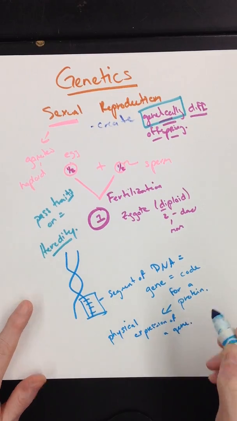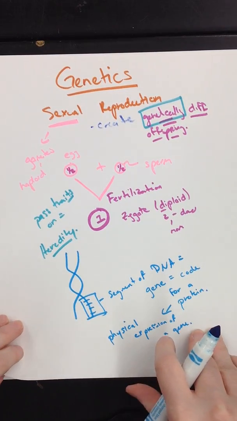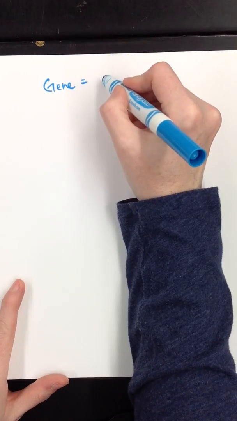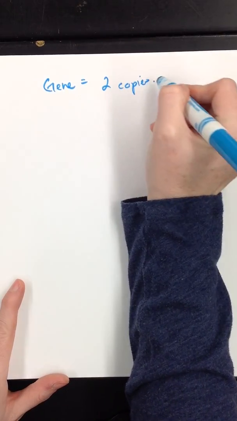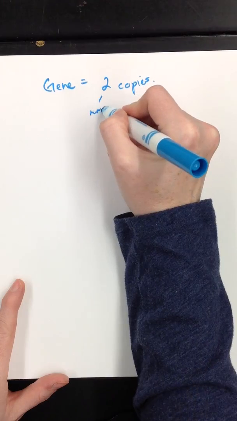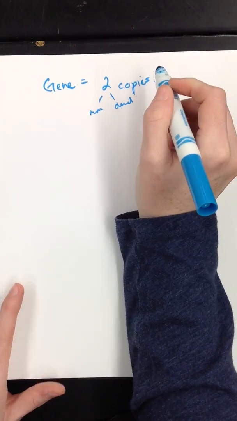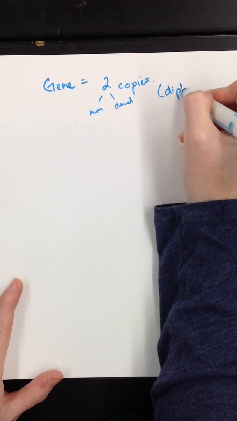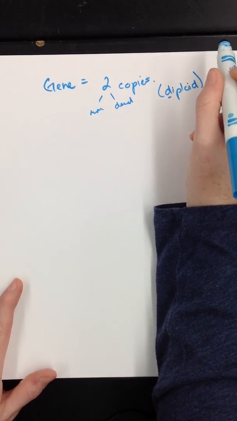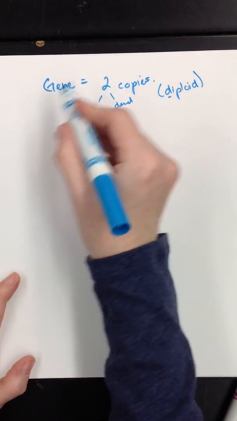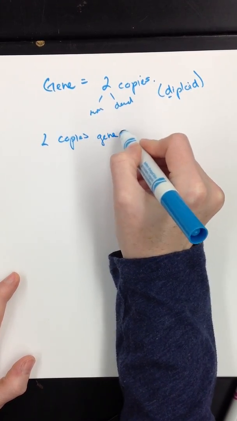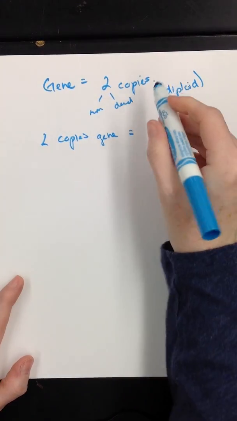of a gene. Because when we go back through everything that we've talked about, when you have a gene, you have two copies of it. Why do you have two copies? Because you get one copy from your mom, and one copy from your dad. That's where, again, the word diploid comes from, because di means two. Since you get two copies of every gene, there's actually a nice little word for that.